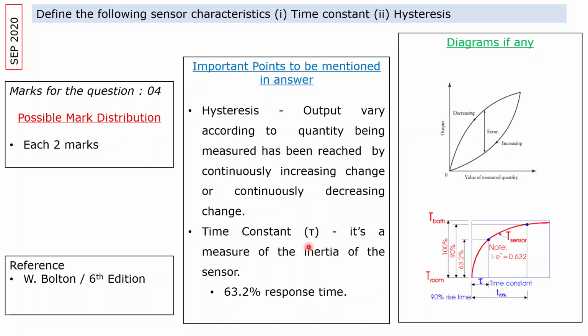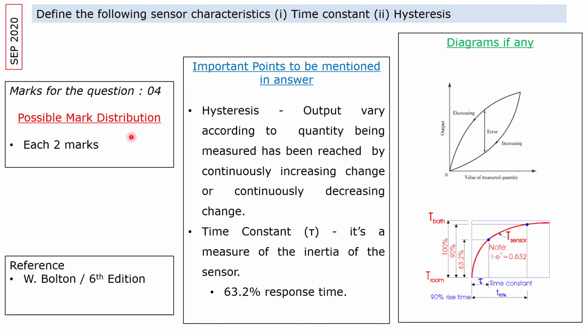And time constant is a measure of the inertia of the sensor, which is particularly 63.2% of the response time. This is the graph you have to mention. This time constant is a dynamic characteristic, and hysteresis is a static characteristic. So explain this point with the graph.